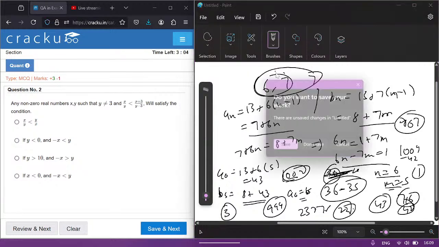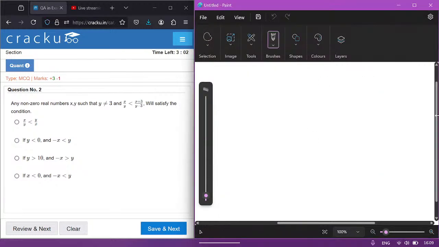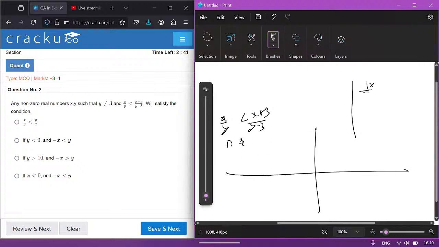Right, question number 1, I think we can do this. I'm just taking a chance for 3 minutes. So x by y is less than or equal to x plus 3. We had seen that option 1 is not the answer, so we'll calculate it again. Option 1 is x by y is less than y by x. So when x is 1, y is equal to 2, this is satisfied.